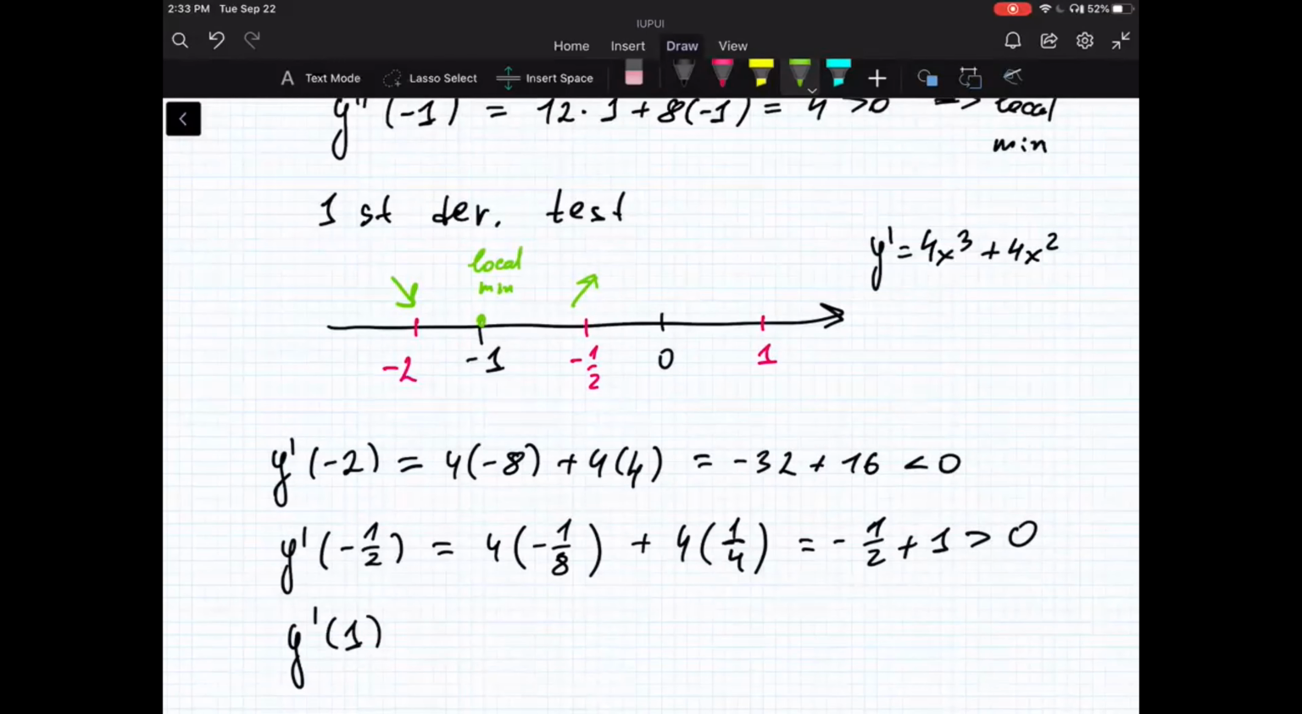And y prime of 1 will be what? It will be 4 plus 4, which is positive. It means that it continues increasing. And so that means that 0 is not a local minimum or maximum, because the sign of the first derivative didn't change.